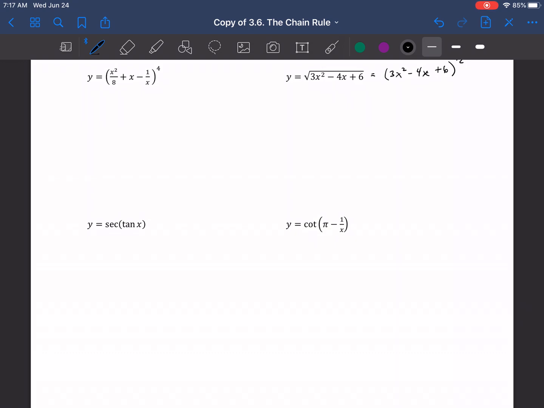Now we could go through and say, let u equal tangent x, and let y equal secant of u, and then do all that stuff. Or we can do derivative of the outer times the derivative of what's on the inside. Okay? So let's try that one.